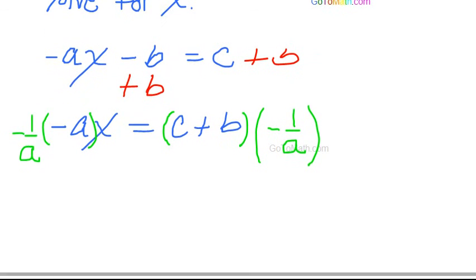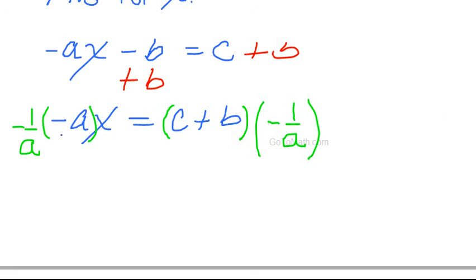We'll go back to blue. And so we have negative 1 over a times negative a, so that's going to be a negative times a negative, which is a positive. And of course, that's going to end up being a 1. So we have 1 times x is equal to. Now I'm going to take this negative and just bring it out front. And this is going to become the numerator. And that'll stay down here on the bottom.